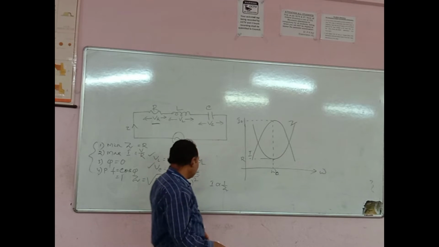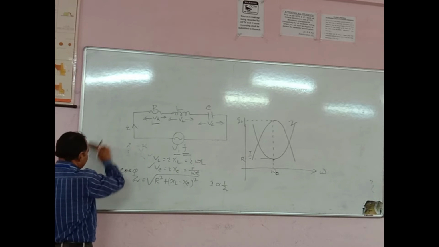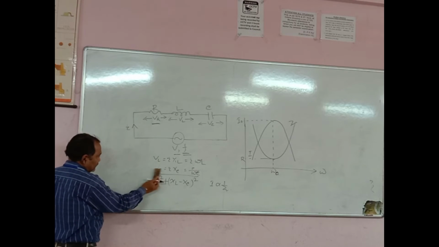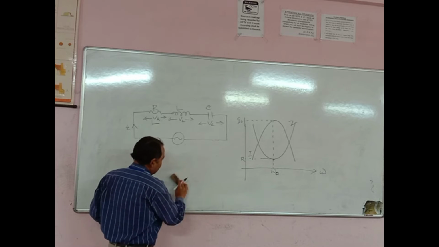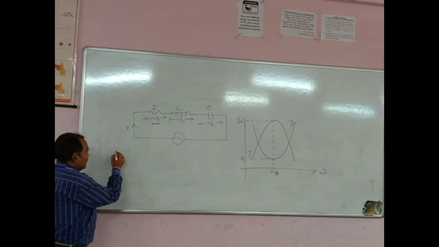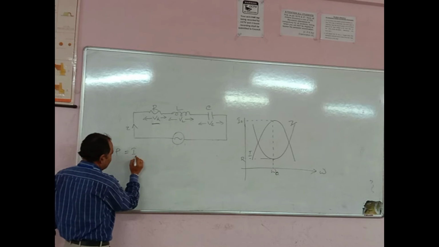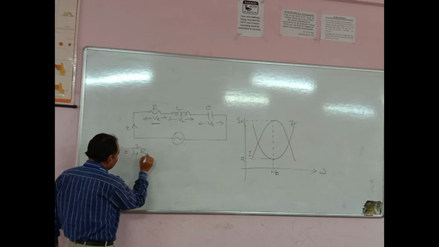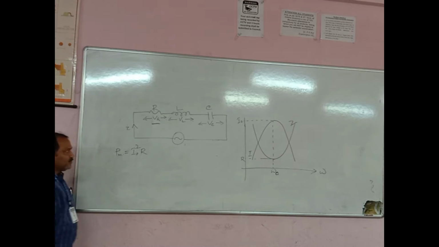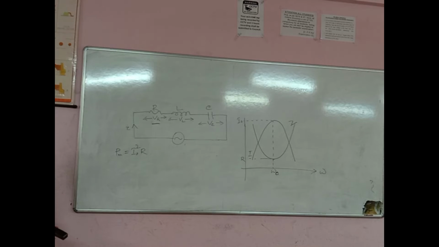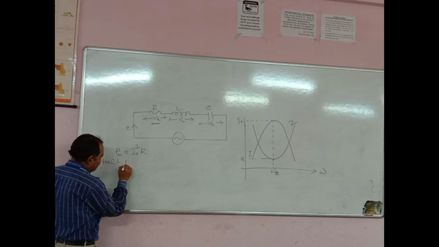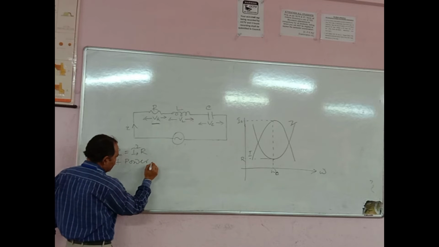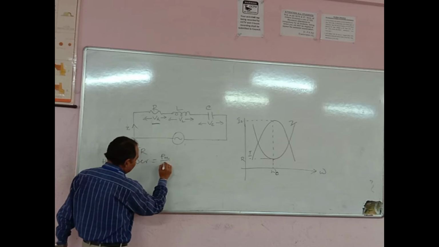Now we know that power is equal to I square R. So whenever the current is maximum at the resonance condition, the power will be equal to I0 square R. This is the maximum power which will occur in the resonance condition. Now we are using a term, half power. Half power is equal to P max by 2.